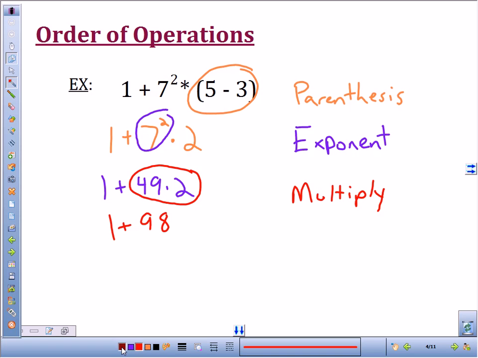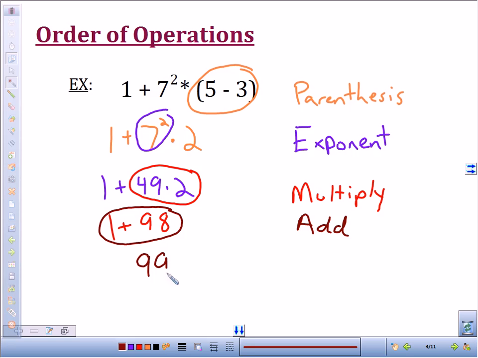where we're at now. We have to do one last thing, and that is add. We don't have any subtraction because there is no subtraction in this problem, so once we've added this together, we'll be done. 1 plus 98 is 99, and that is our answer.